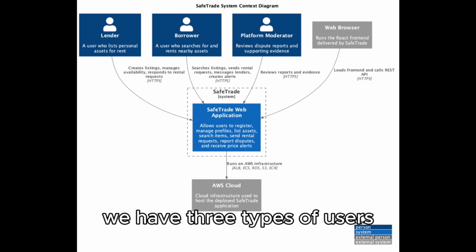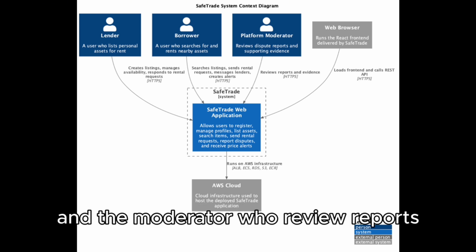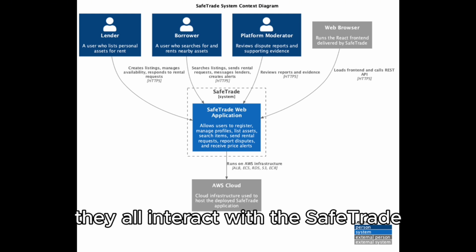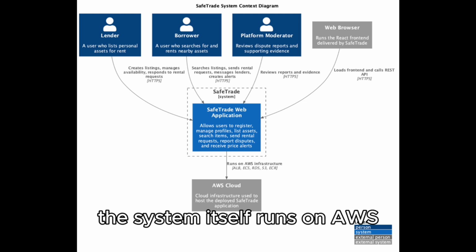We have three types of users: lenders who post items, borrowers who search and rent, and the moderator who reviews reports. They all interact with the SafeTrade web application through a browser. The system itself runs on AWS.